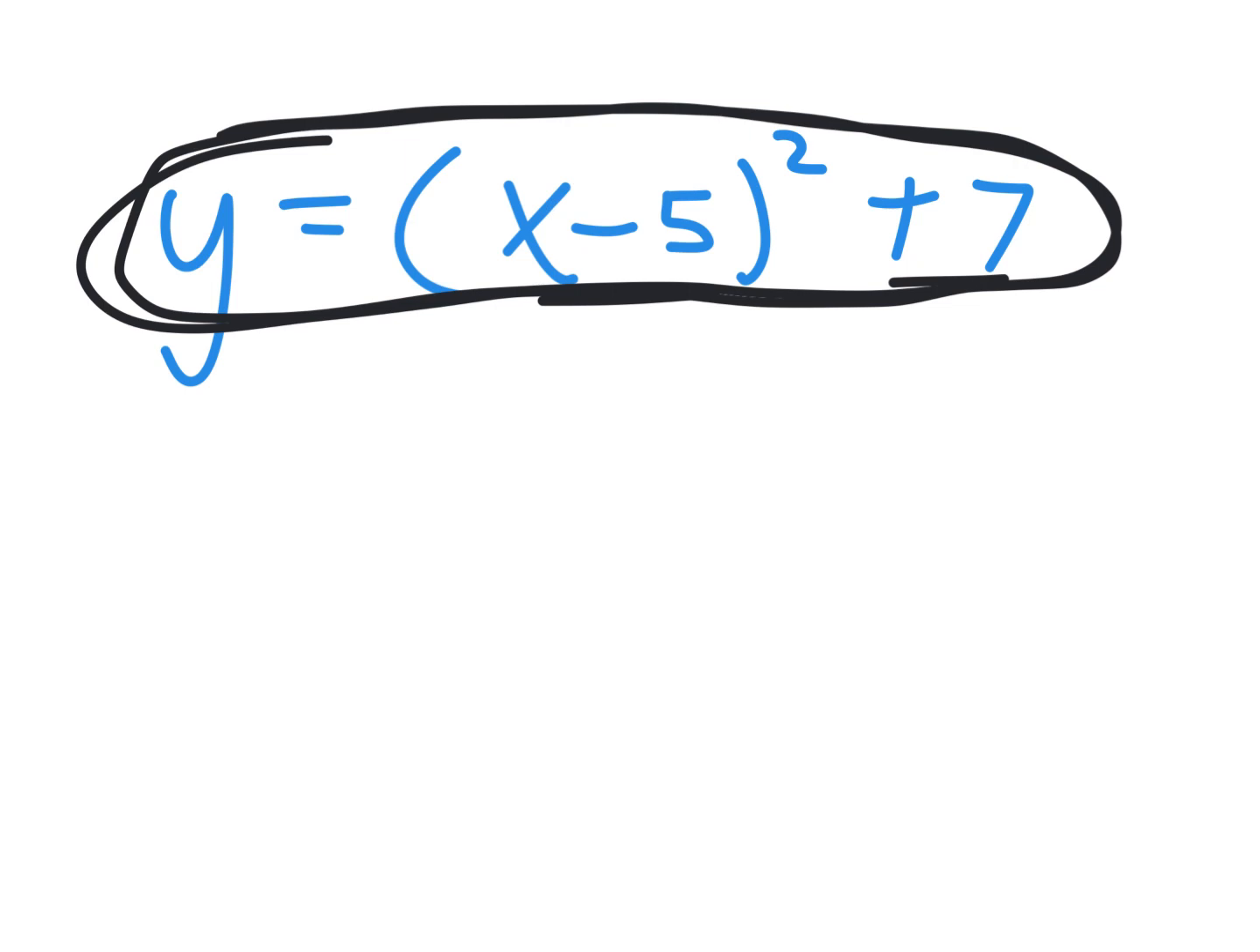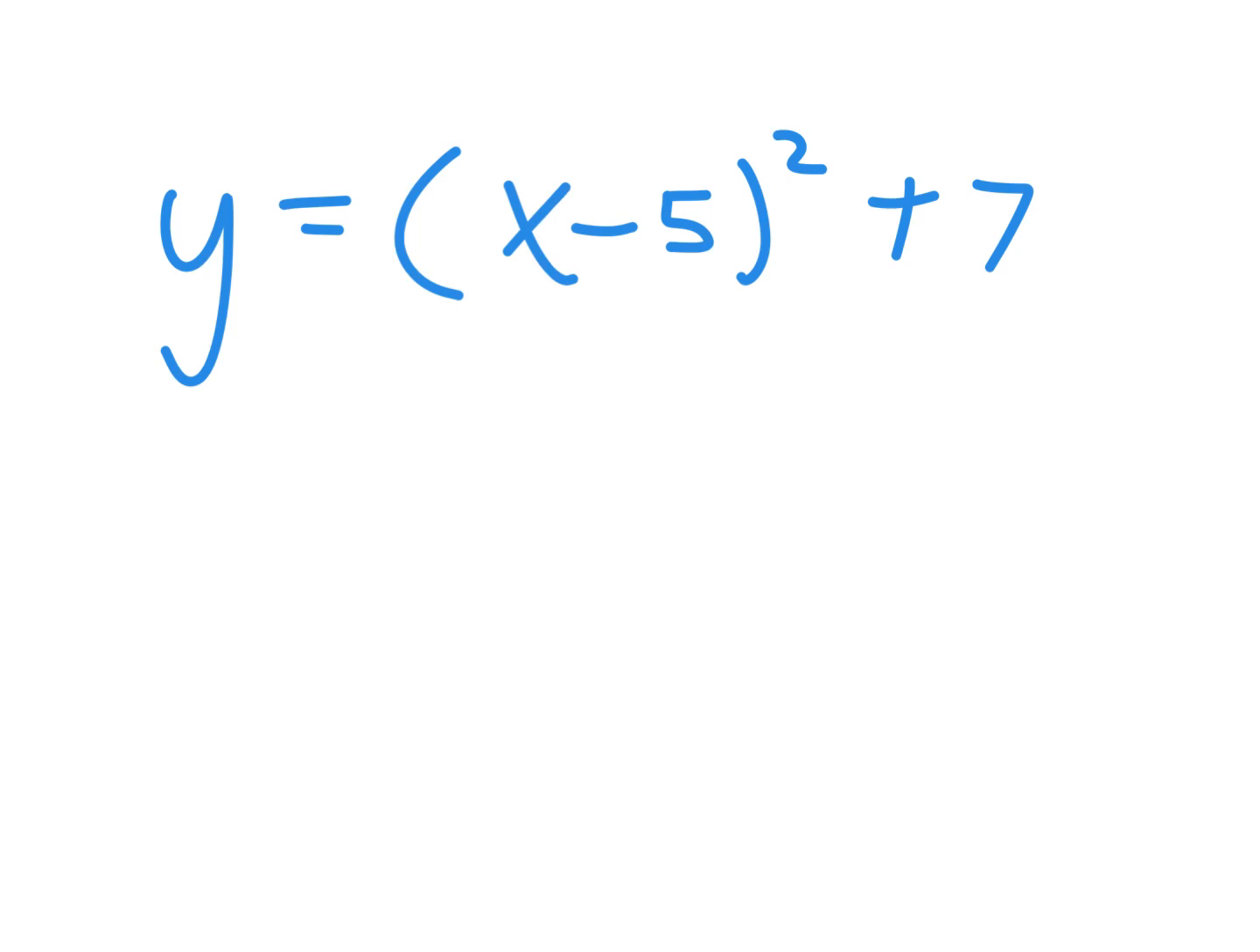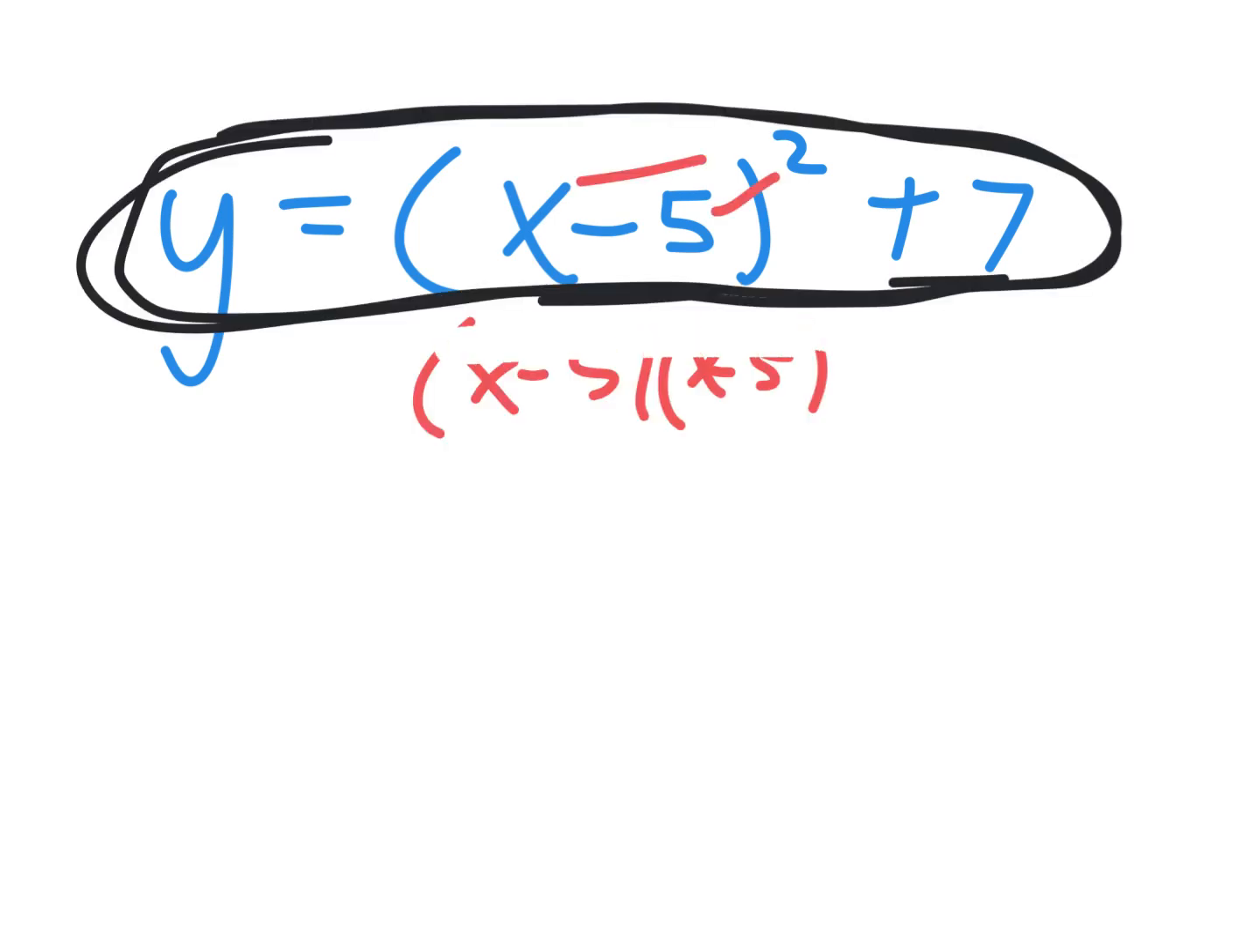Here's a classic mistake: x squared plus 25. Nope. That's not how you square something. How you square something is by going x minus 5 times x minus 5. And if you made that mistake, you're not alone. A ton of people make that mistake.